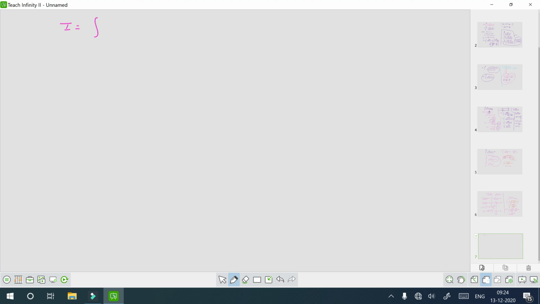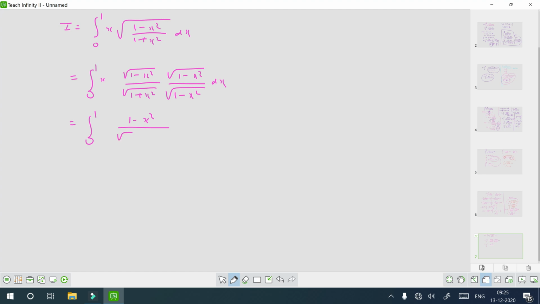I is equal to the integral from 0 to 1 of x times under root of (1 minus x square) over (1 plus x square) dx. Can we solve it like the previous way? Yes, we can solve it. How? See here, 0 to 1, under root of 1 minus x square, under root of 1 plus x square, under root of 1 minus x square. We are rationalizing the numerator here. So that is equal to 0 to 1, 1 minus x square over under root 1 minus x raised to 4, into, can I write x dx? Take x together with dx.